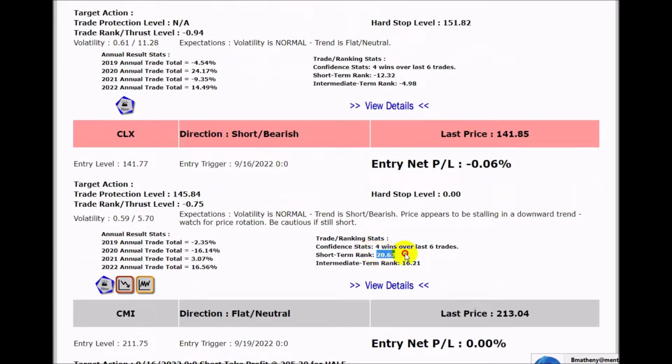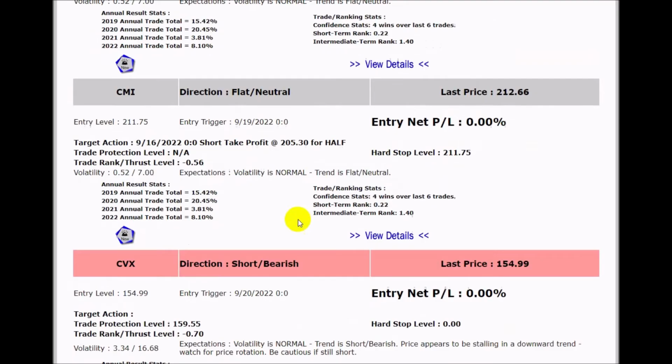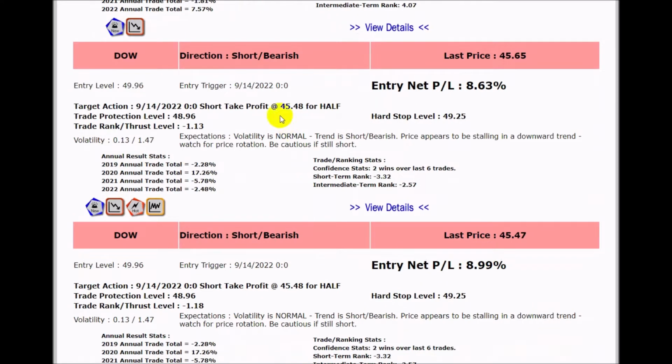You have your new ranking system, your short-term ranking, your intermediate ranking. It shows you how many winners it's had over the last couple of 6 trades. It shows you the annual results. It has now the break-even level. Let me try to find one here.